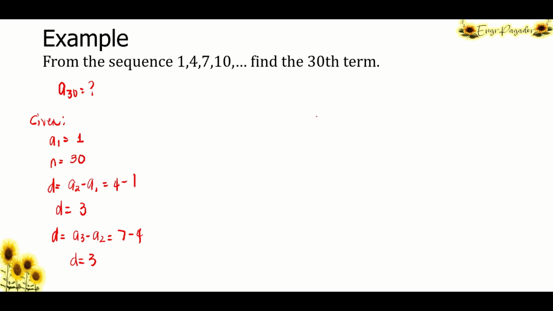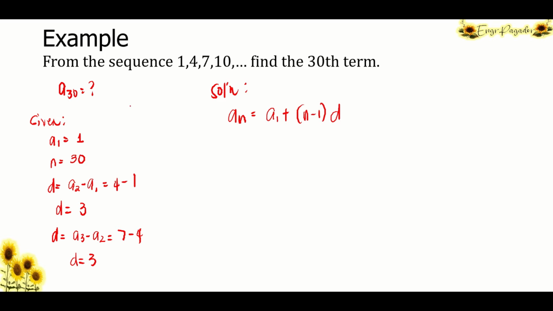Now, let's proceed to the computation of the 30th term. So, what is the formula in getting the last term or the 30th term? So, we have this formula, a sub n. Okay, so yung general formula muna yung isulat natin. a sub n is equal to a sub 1 plus n minus 1 times d.